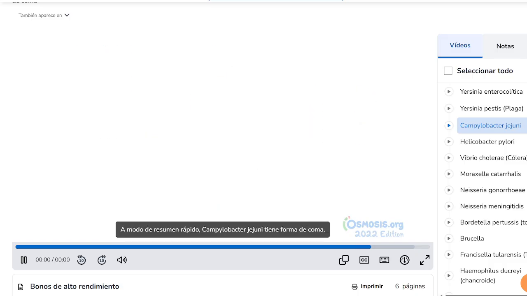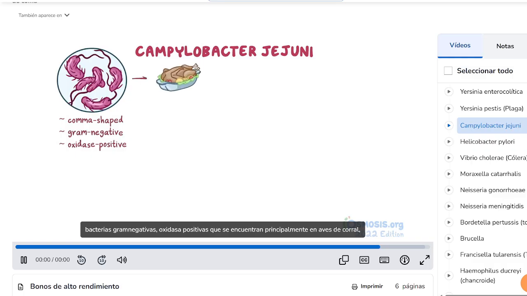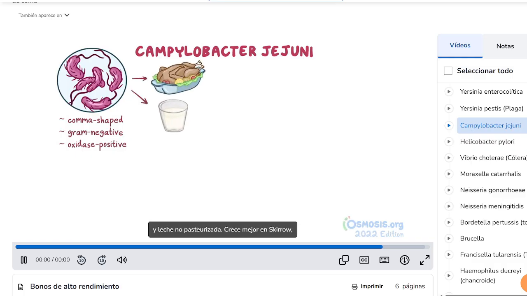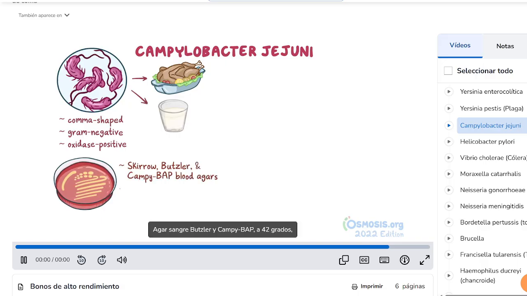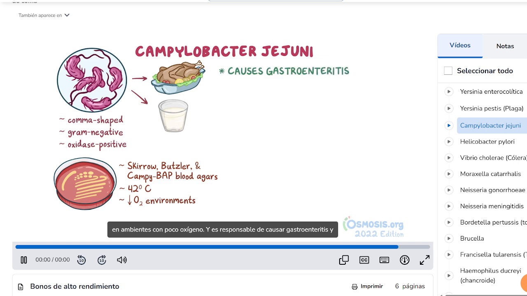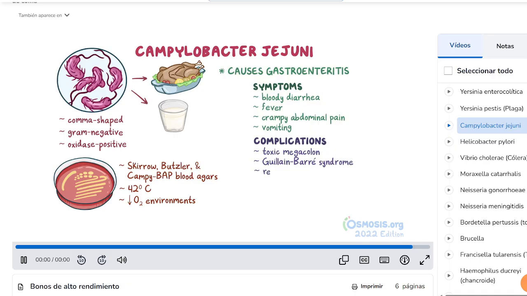Alright, as a quick recap, Campylobacter jejuni is a comma-shaped, gram-negative, oxidase-positive bacteria found mostly in poultry and unpasteurized milk. It grows best on Skirrow, Butzler, and Campy-BAP blood agars at 42 degrees Celsius in low oxygen environments. It's responsible for causing gastroenteritis, and symptoms include bloody diarrhea, fever, crampy abdominal pain, and vomiting. Some worthy complications to mention are toxic megacolon, Guillain-Barré syndrome, and reactive arthritis.